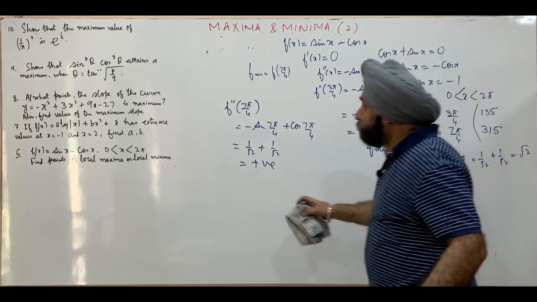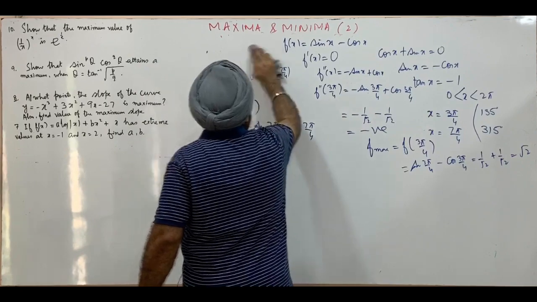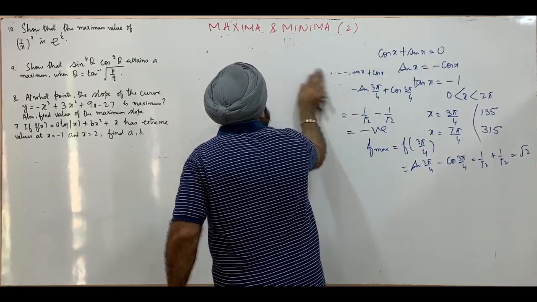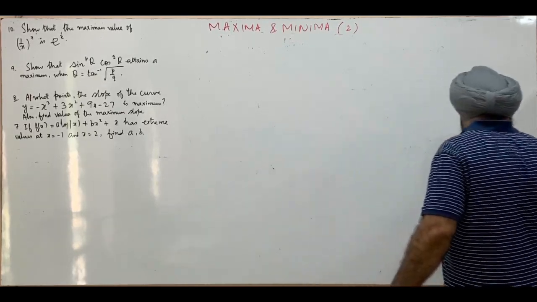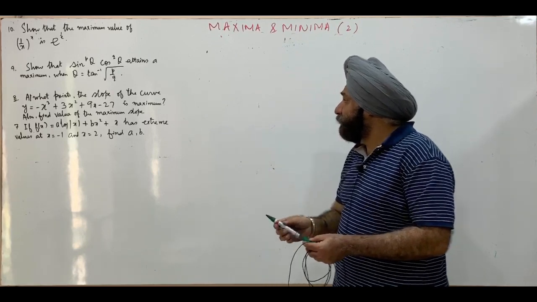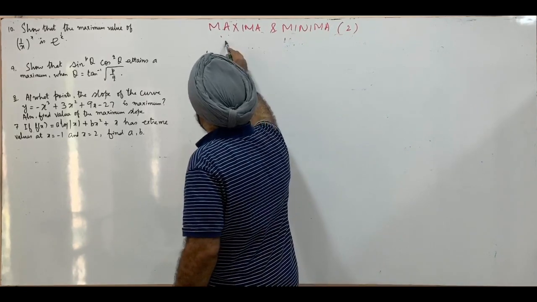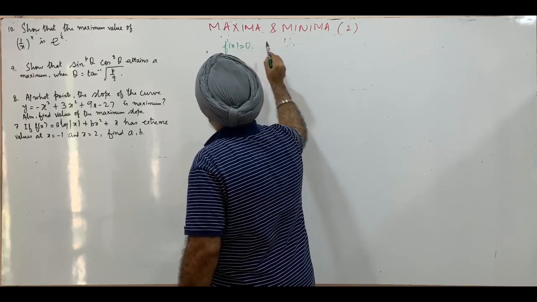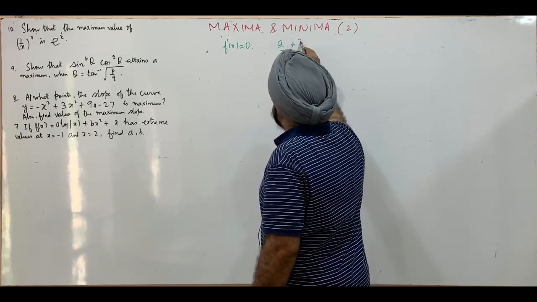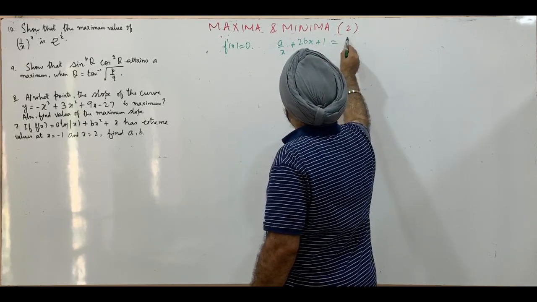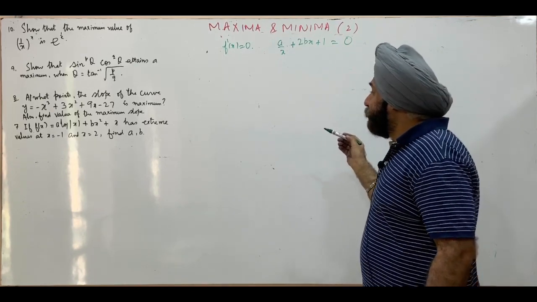The next one. We are given f of x is a log of x plus bx square plus x. So we need f dash of x and we equate this to 0. That's a by x, and plus this is 2bx and plus 1, this is 0. So this is the first order derivative equal to 0. This is for local maxima or for local minima.